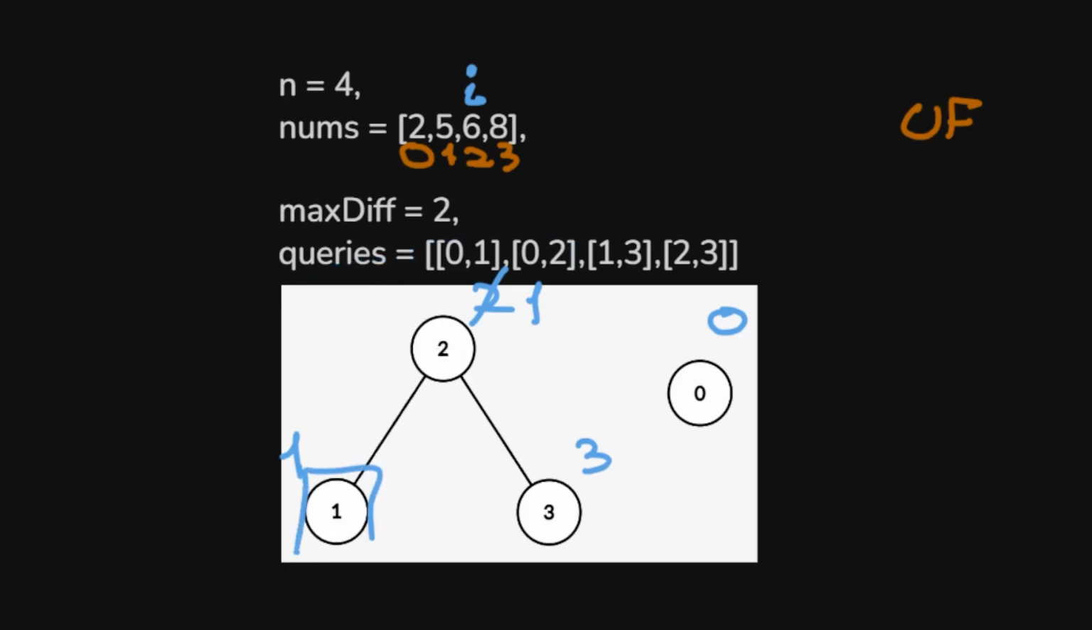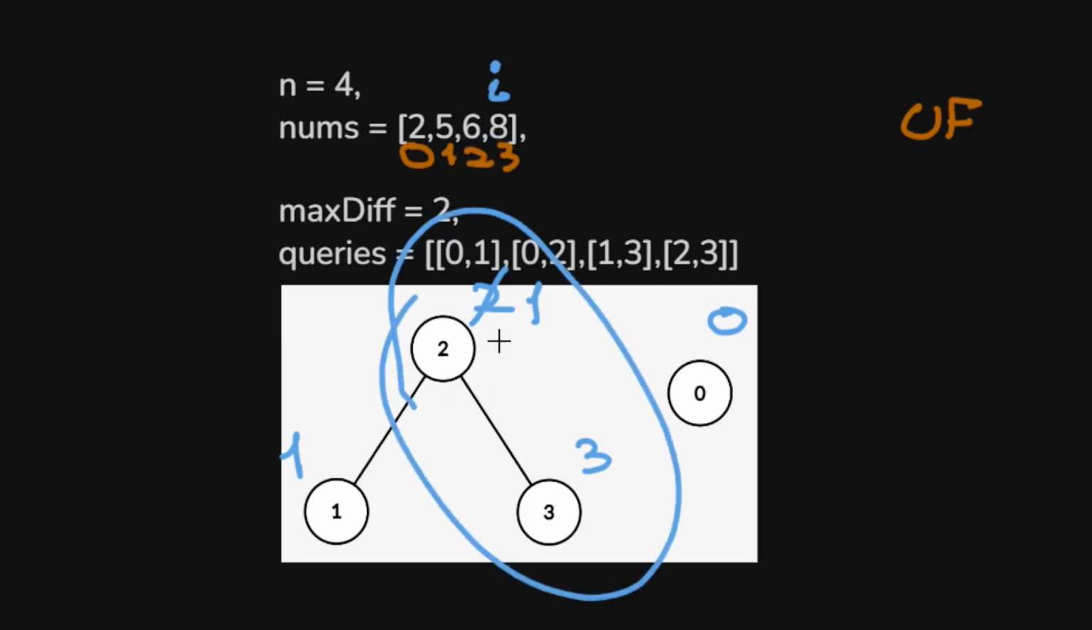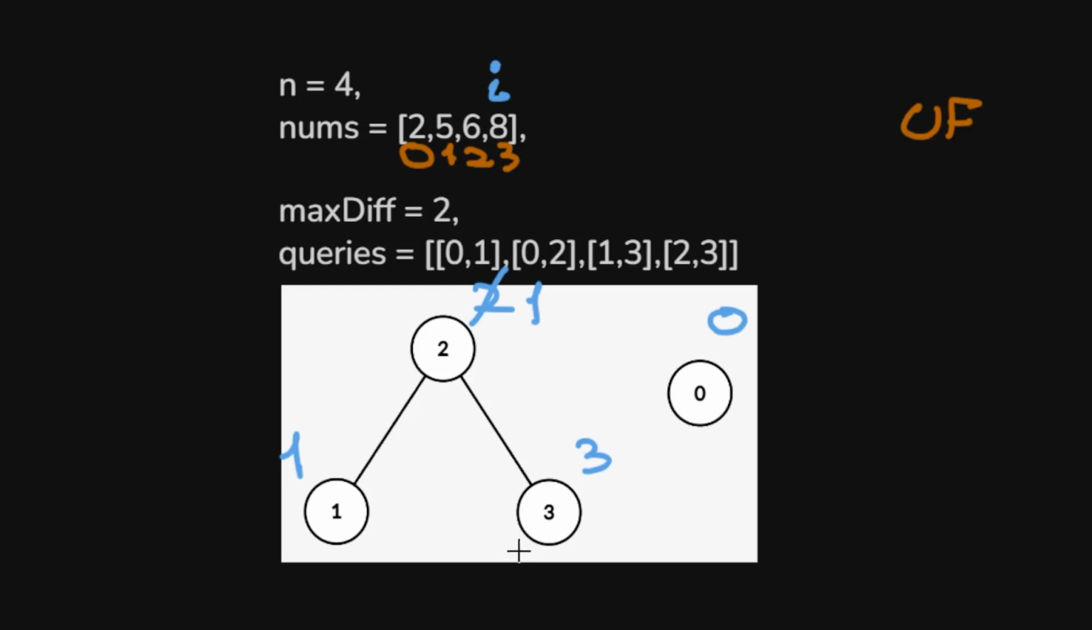Now these two nodes belong to component number 1. Next we move the I pointer, so we are looking at these two numbers. The difference is 2, which is equal to the maximum difference, so we do have an edge between nodes 2 and 3. How do we join these two components? Well, we can say that this node belongs to component number 1. Now these 3 nodes belong to the same component. Now we can move the I pointer and we are out of bounds, so we can continue with queries.